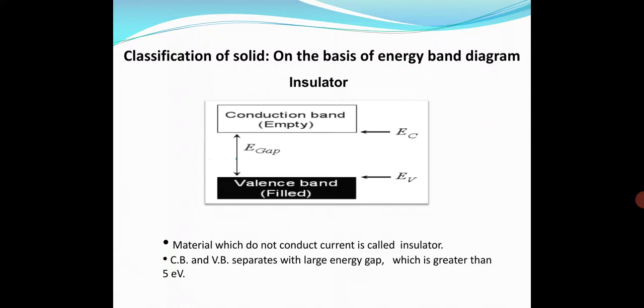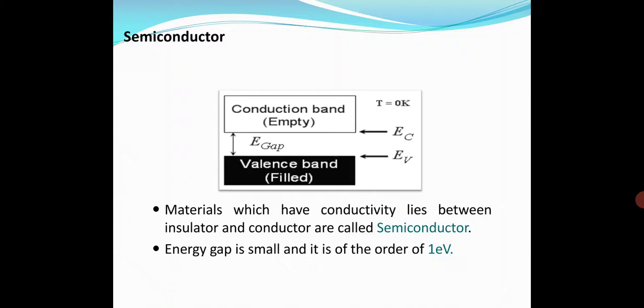In this, the conduction band and valence band are separated by a large energy gap, which is greater than 5 electron volts. According to the classification of solids on the basis of the energy band diagram, if the band gap energy is very large, greater than or equal to 5 electron volts, it is called an insulator. Whereas in a semiconductor, the band gap energy is small, of the order of 1 electron volt. The band gap energy Eg is nearly 1 electron volt.